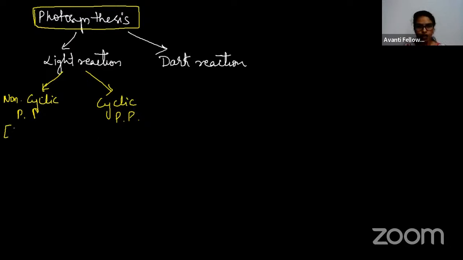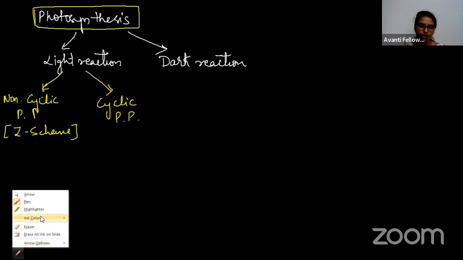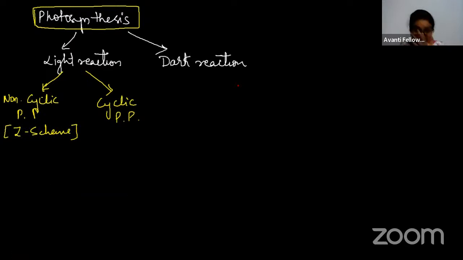So here non-cyclic is also called as Z scheme. Okay, non-cyclic को हम क्या बोलते हैं? Z scheme बोलते हैं. So in dark reaction again we are going to see the two categories, that is C3 plants and C4 plants. Okay, C3 plants are the most of the plants which you are going to see on the land. जो आप लैंड में देखते हो ना वो होते हैं C3 plants. तो ये C3 plants में normal plants हैं, normal mesophytic plants.